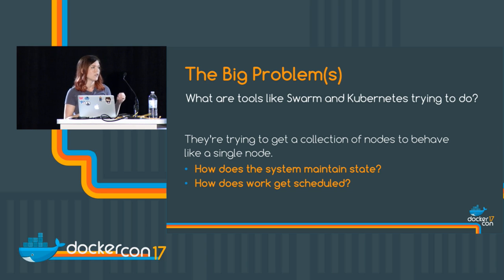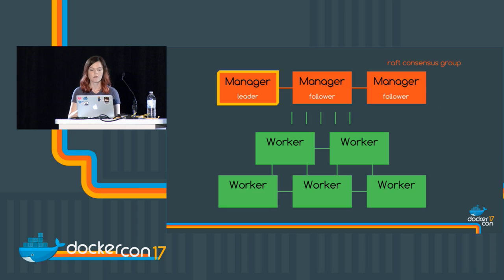If you say docker service create something, how does the orchestrator and the scheduler decide where to dispatch those tasks so that they are running on a node that can handle the workload? State and scheduling are the two big problems, and everything that we'll talk about today boils down to one of those two categories.